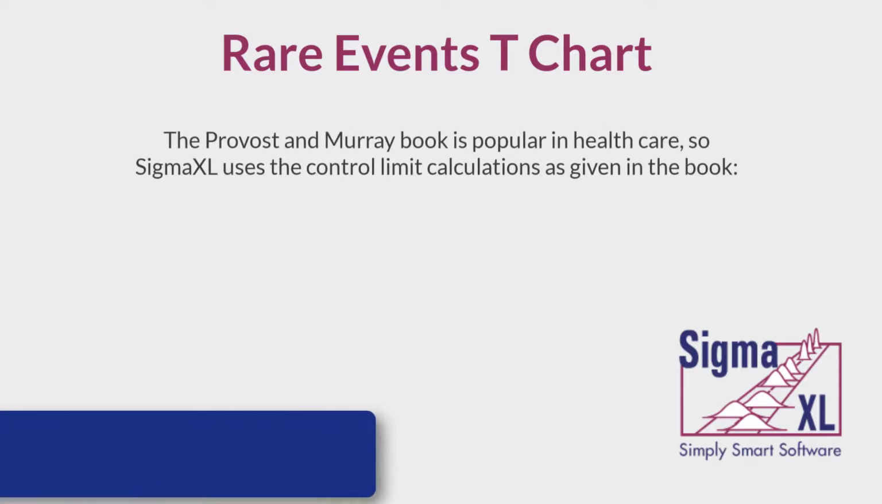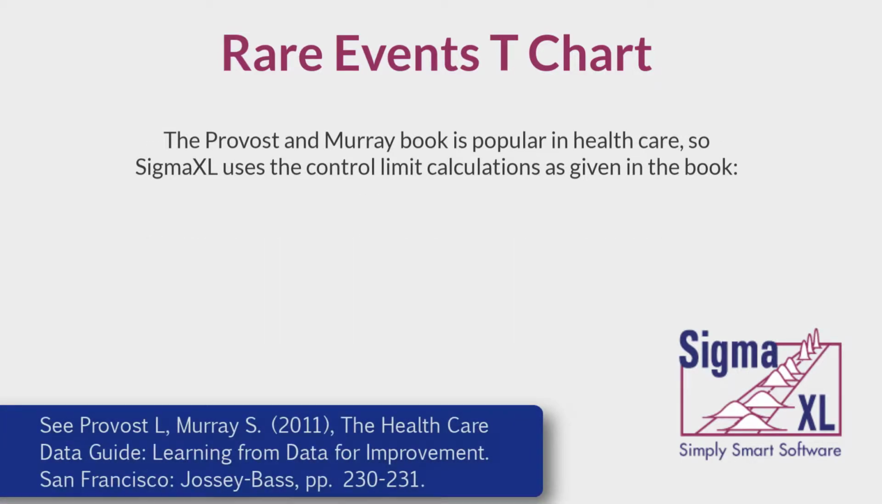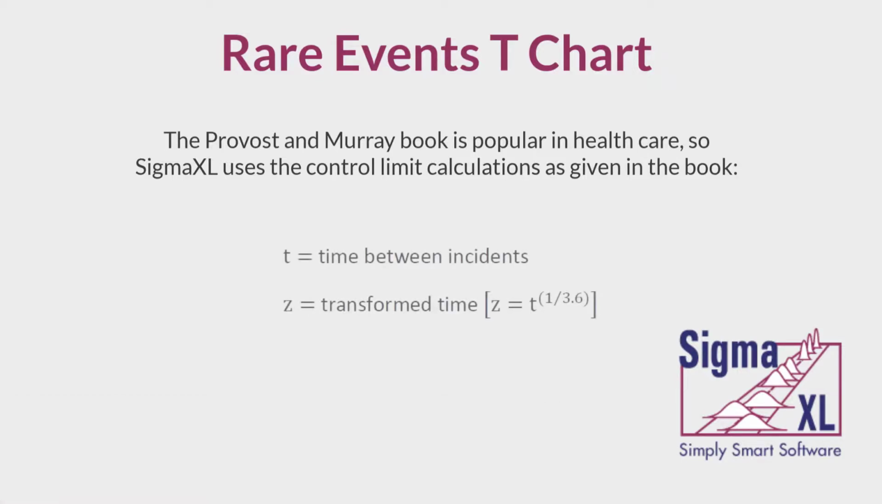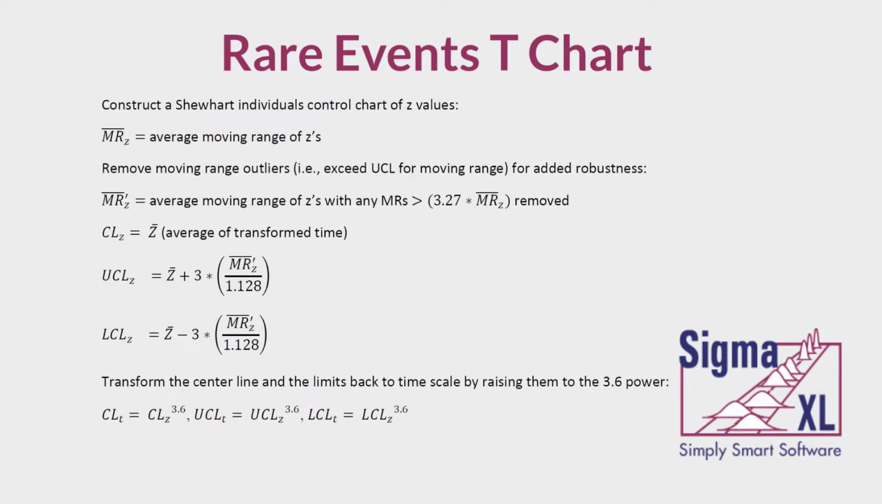The Provost and Murray book is popular in healthcare, so SigmaXL uses the control limit calculations as given in the book, where T equals time between incidents and Z equals transformed time. For additional information, please see the SigmaXL workbook.